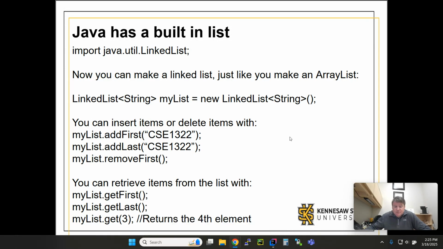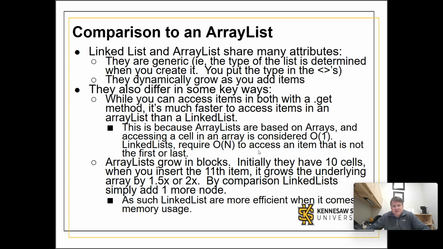If you want to retrieve something from the list, then you would say myList.getFirst or myList.getLast. And again, that's going to give you the one from the front of the list or the one from the end of the list, depending on what you want. And you can also retrieve something from the middle, much like in an array, by saying myList.get(3). And that's going to return the fourth element because, like everything else, it's indexed from 0. So 0, 1, 2, 3 gives you the fourth element out of the list.